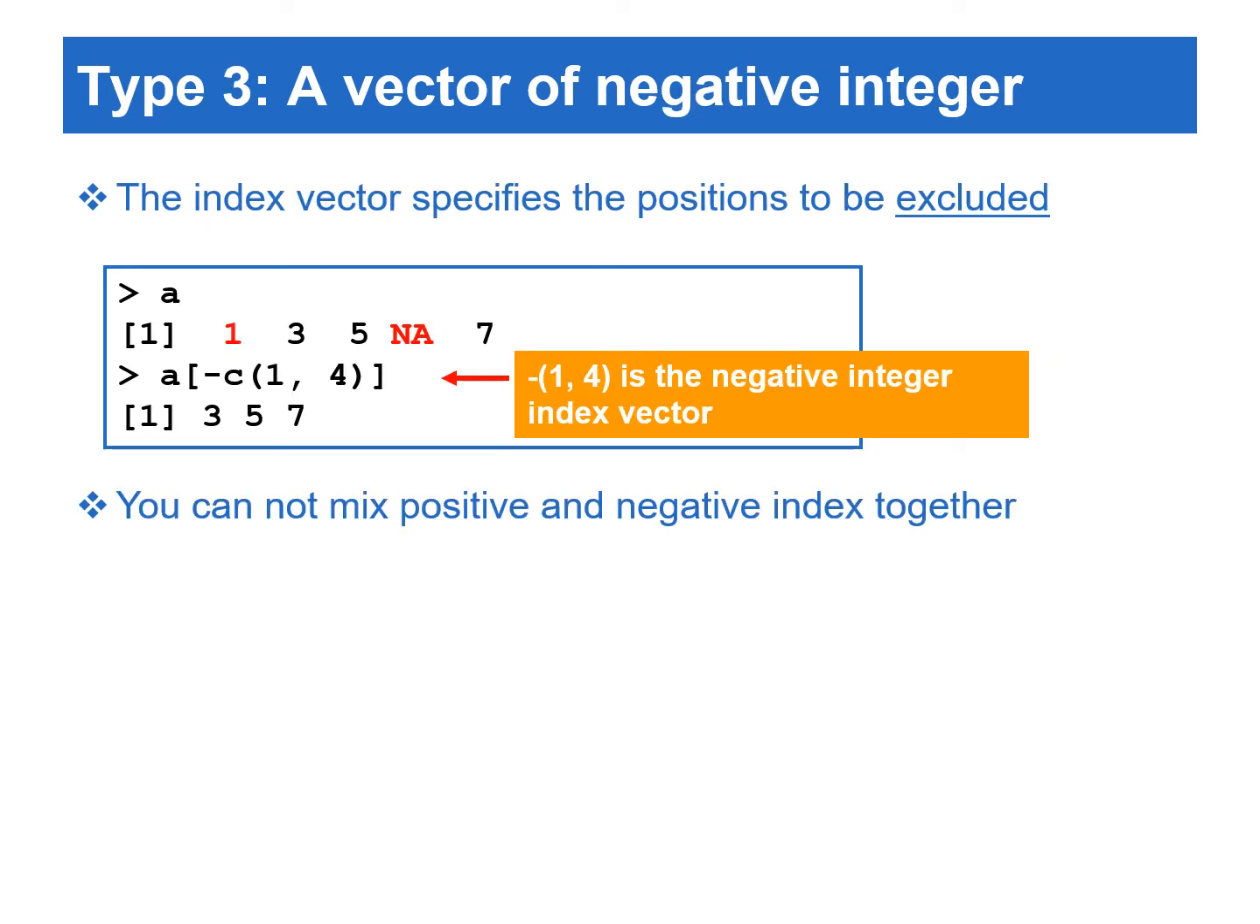The third type of indexing is using negative integers. Using a negative integer index vector specifies the target vector's position to be excluded in the result. We cannot mix positive and negative indexes together. This example selects the element from vector A by excluding the first and the fourth element.